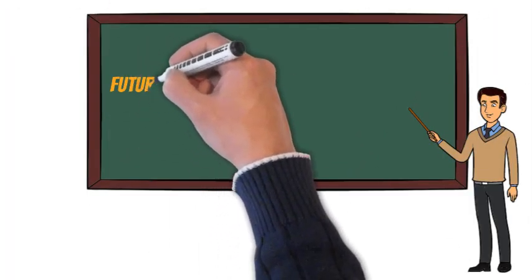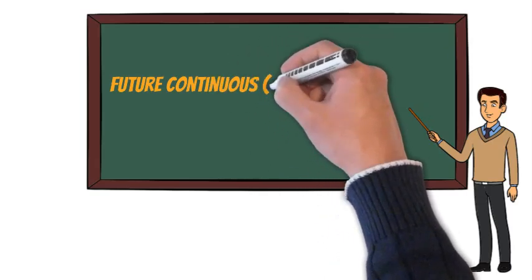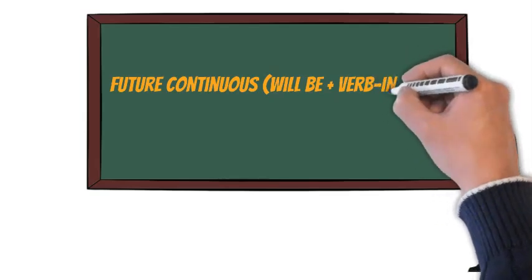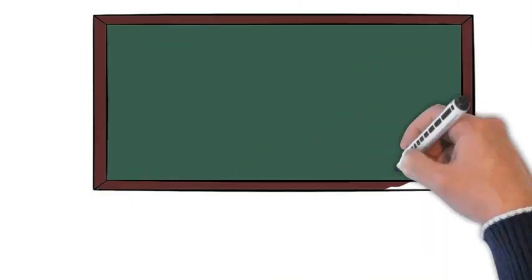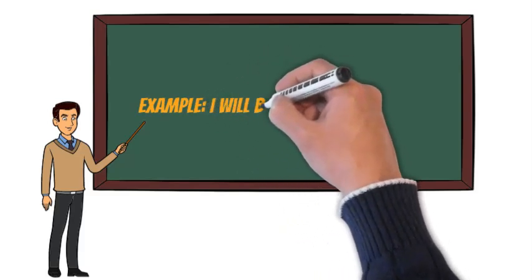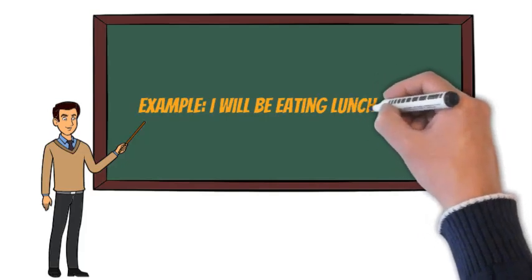Next, we have the future continuous tense. We use it to describe actions that will be in progress at a specific time in the future. For example, I will be eating lunch at 1 p.m. This means that at 1 p.m. in the future, the action of eating lunch will be happening.